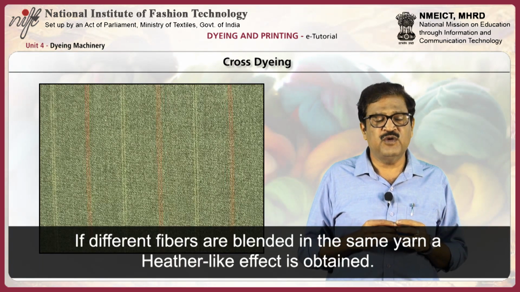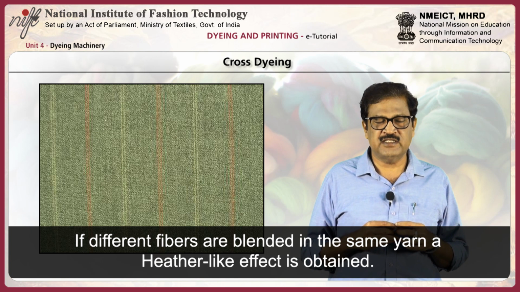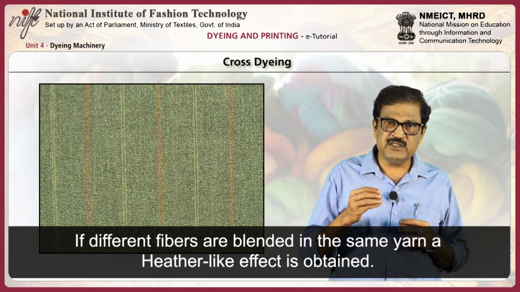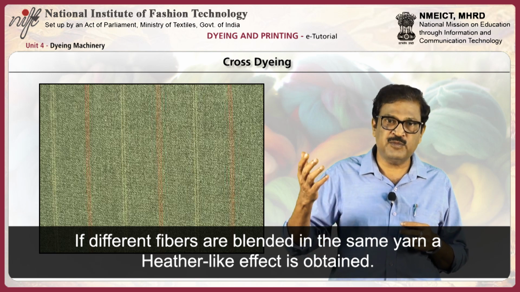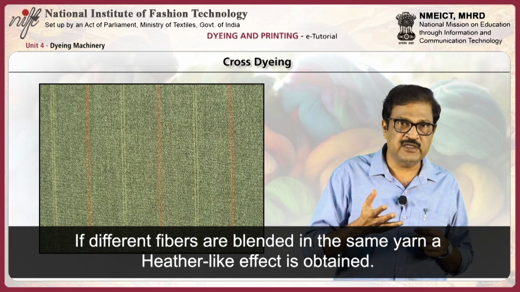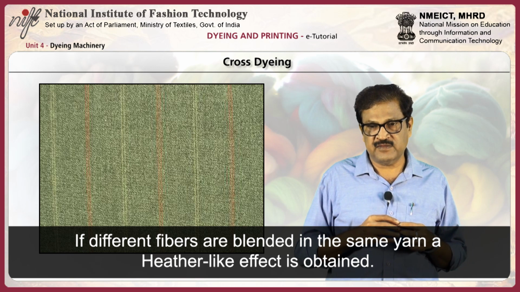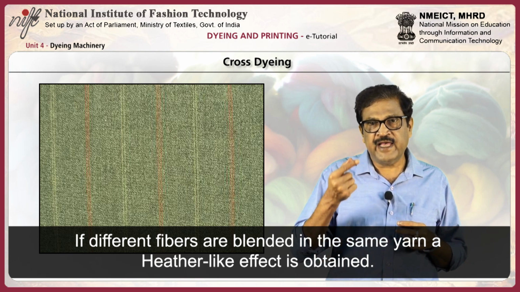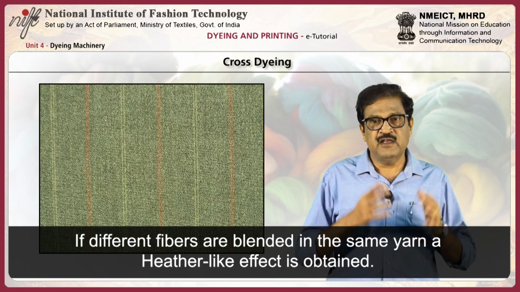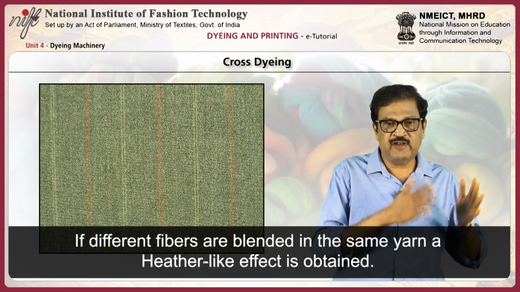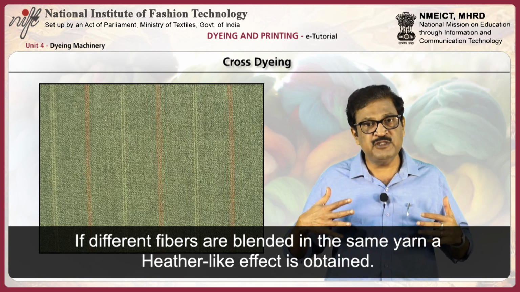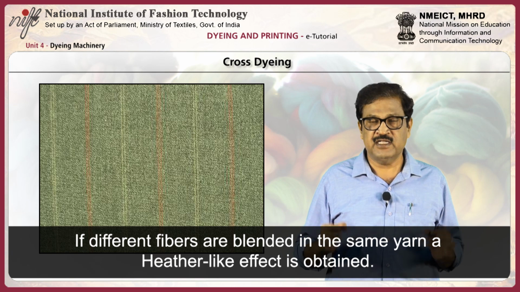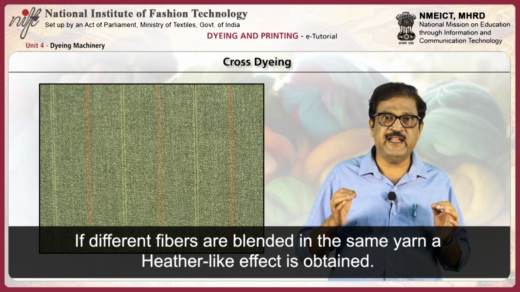Let me explain what is a heather-like effect. In this case, the fibers are colored in different colors. The different colored fibers are processed into yarn during the spinning process. That yarn has the different colored fibers which are randomly oriented. When you convert this yarn into fabric, the resultant fabric has randomly distributed colors on its surface. This is what you call a heather-like effect.